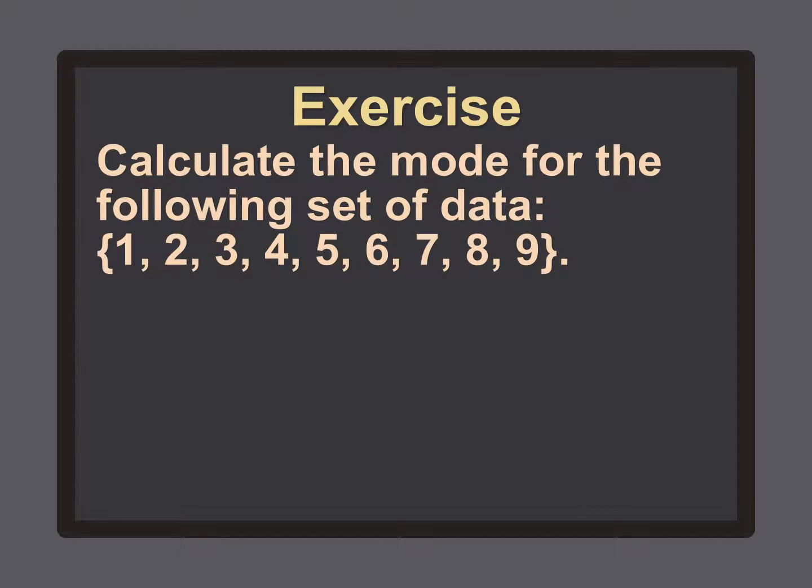Now let's calculate the mode. The mode is the number that occurs the most in the set of data. All of these numbers only occur once, which means your mode is none. There's no mode for this set of data.